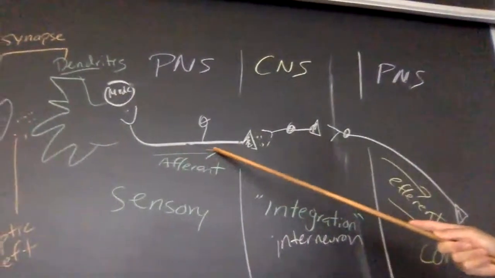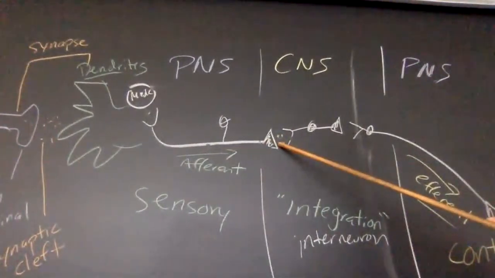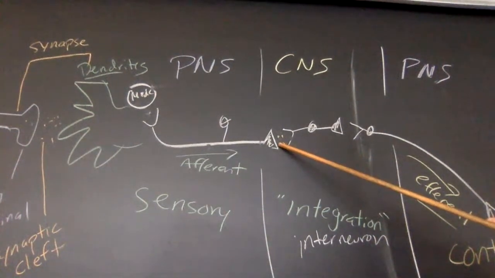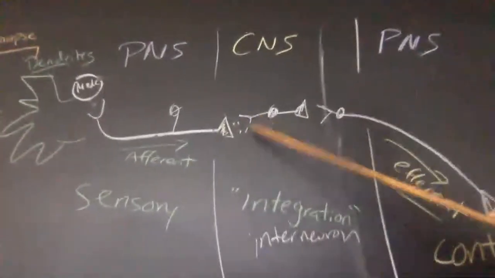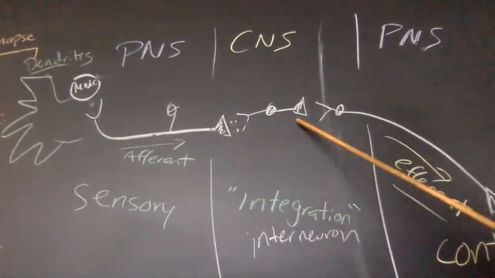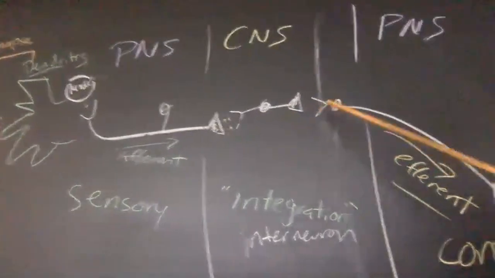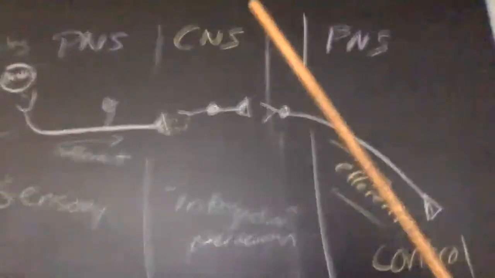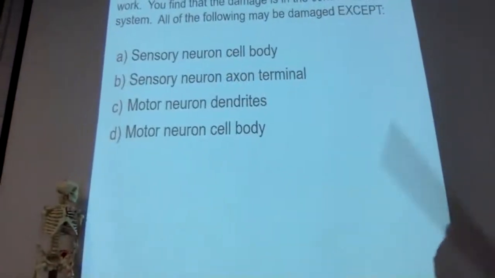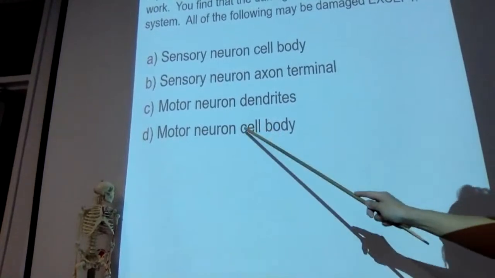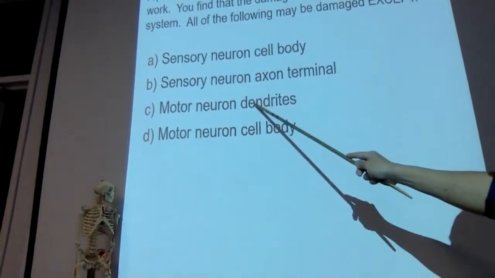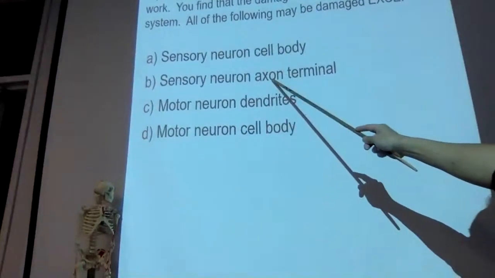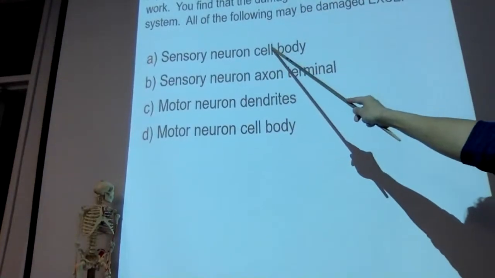Here's our sensory neuron. We can find the axon terminals of sensory neurons in the central nervous system. We can find the dendrites, cell body, and axon terminals of interneurons in the central nervous system. And we can find dendrites and cell bodies of motor neurons in the central nervous system. So which one of these is not in the central nervous system? Cell body is of the motor neuron, and dendrites are of the motor neuron. Axon terminal is of the sensory neuron, not the cell body.